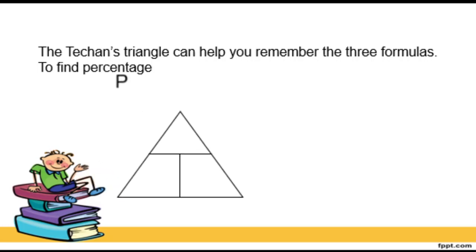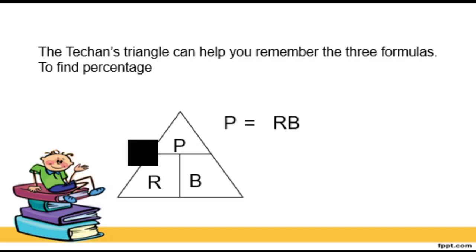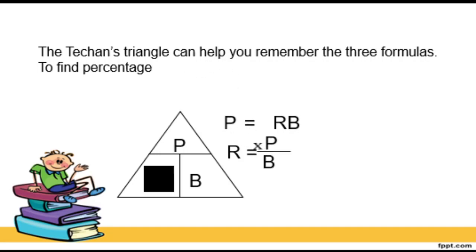So P is equal to, of course, using the triangle, below is the R, and then on the right side is the B. If the percentage is unknown, just multiply the rate and the base. So that is P equals R times B. If R is unknown, let's cover R in the triangle. So R is equal to P over B multiplied by 100% to express that as a percent.